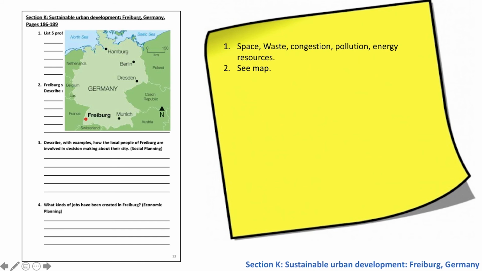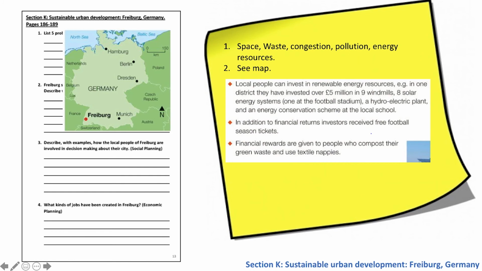Question 3 asks us to describe with examples how the local people of Freiburg are involved in decision making about their city. And then question 4 asks about the kinds of jobs that have been created. So we've got diagrams here to help us with both of these.